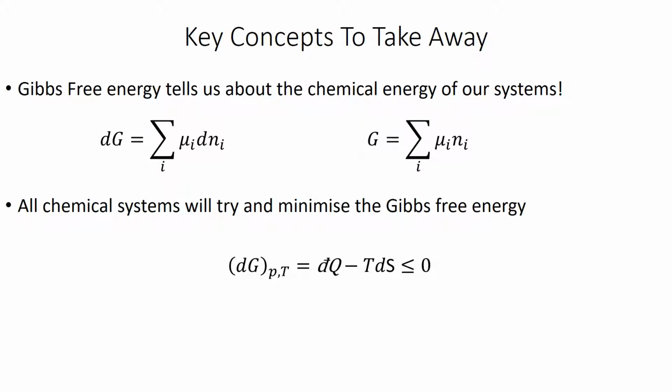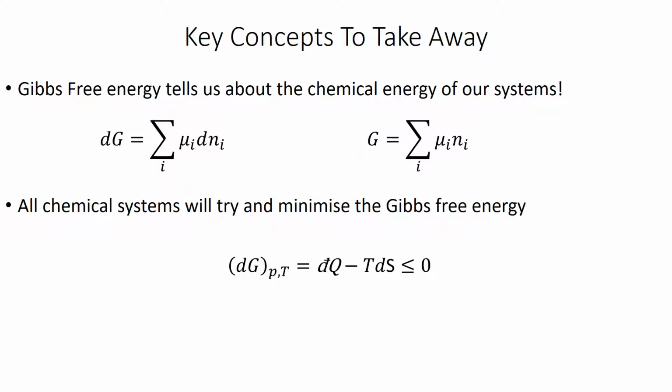All right, big key concepts to take away. 1, the Gibbs free energy tells us about the chemical energy of our system. The change in the Gibbs free energy dG is equal to the sum of mu_i times dn_i. Once we account for integration, we find out that G is just equal to the sum of mu_i n_i. And from it we learn that the chemical potential is just the Gibbs free energy divided by the number of moles, and hence it should be thought of as the partial molar Gibbs free energy.